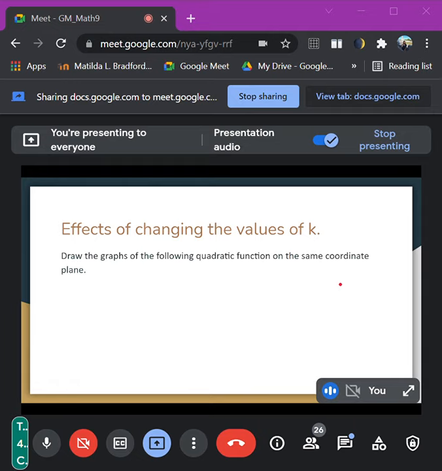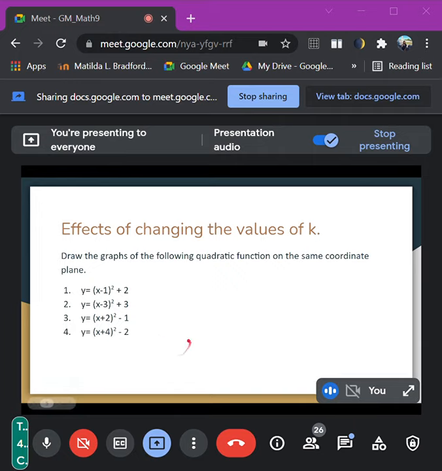So we are going to draw again the following quadratic functions in the same coordinate plane. As you can see, they are in standard or vertex form. You have y is equal to the quantity x minus 1 squared plus 2. The k is at the end part. We have y is equal to x minus 3 squared plus 3. Y is equal to x plus 2 squared minus 1. And the last one is y is equal to the quantity x plus 4 squared and then minus 2.